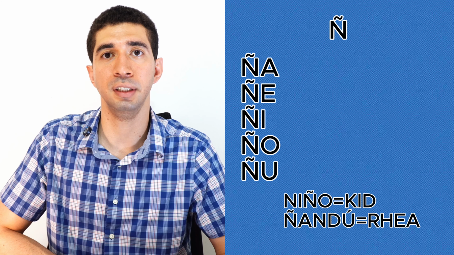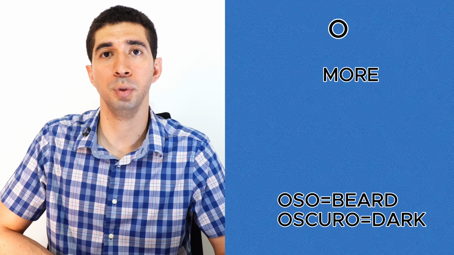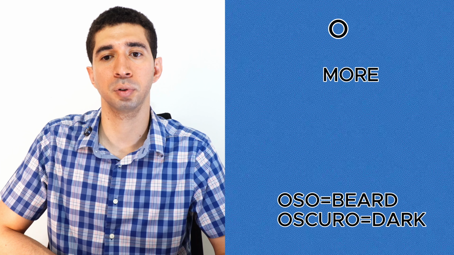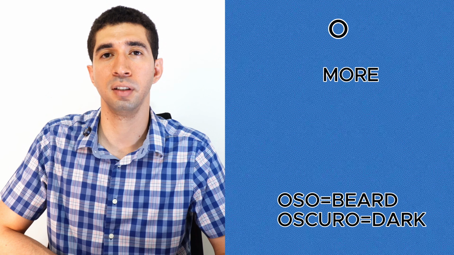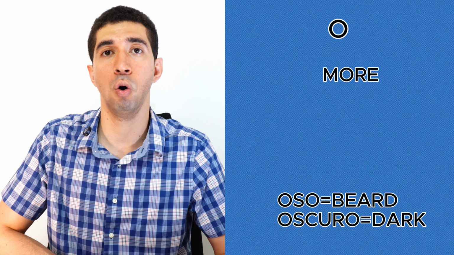Moving on, we have the O, which is a vowel, so it's only one sound. Some example words are oso and oscuro. You can get this sound, for example, from the word more: o, or, more, or, o.